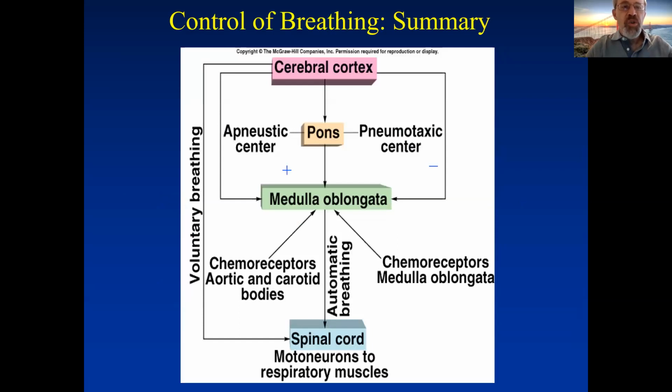All right. Control of breathing summary. So let's look at the big picture now. We have, and this is again basic rhythmic breathing, the medulla oblongata is the center of the universe, right? It generates nerve impulses which travel down via those nerves I mentioned to the muscles. But this automatic breathing is also influenced by the chemoreceptors and also the pons. I'm not going to talk about these two different regions, but just know that the pons can increase the activity of the medulla or decrease it.